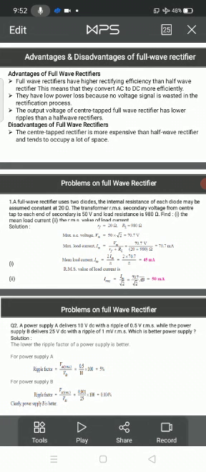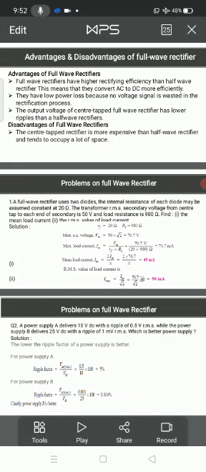And the next point, the output voltage of the center tap full wave rectifier has lower ripples than a half wave rectifier. The half wave rectifier has high ripples, and the center tap full wave rectifier has lower ripples. Okay, these three are the most important advantages of full wave rectifiers.